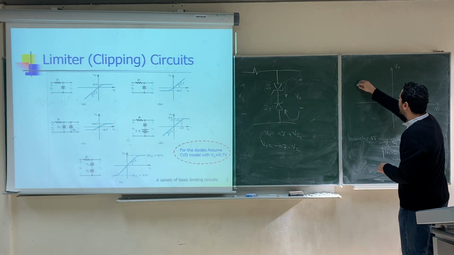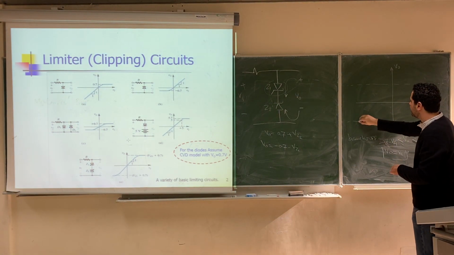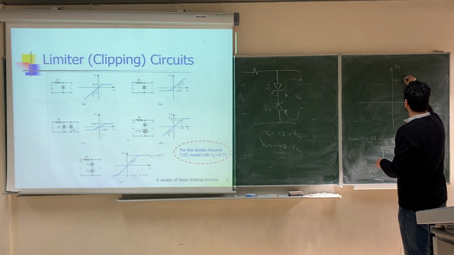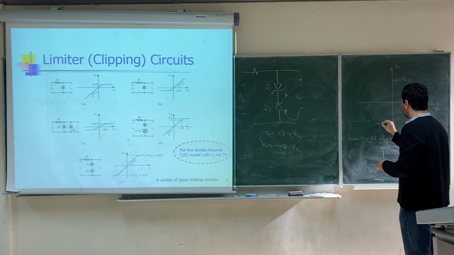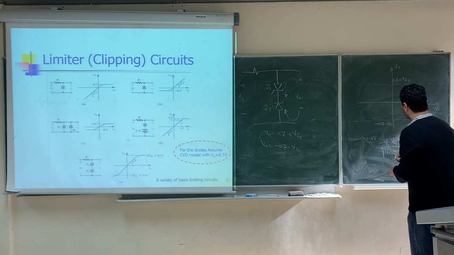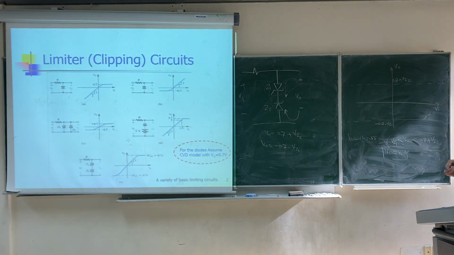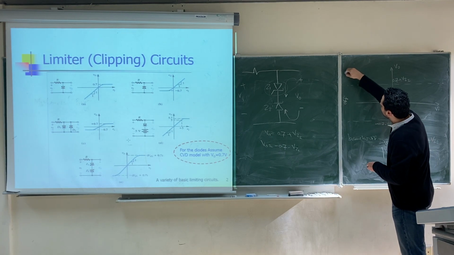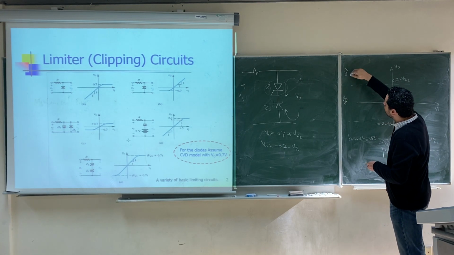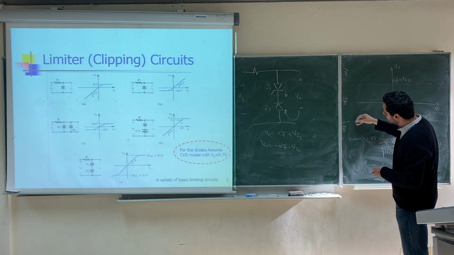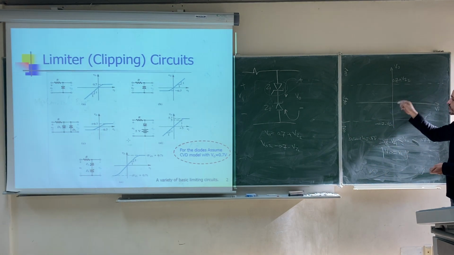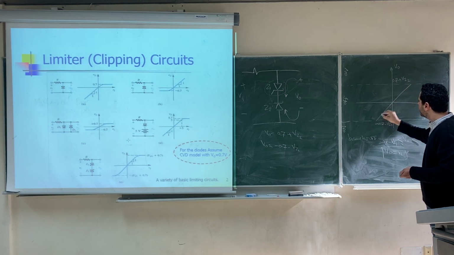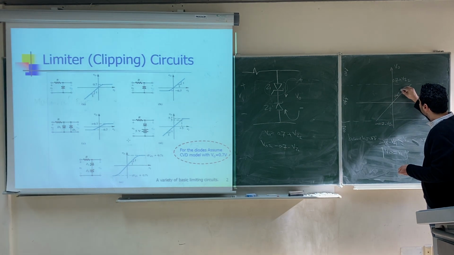So here, the two limits of this branch are 0.7 plus V Zener 2 and negative 0.7 negative V Zener 1. Between these two limits, the branch will be off. Here the branch will be on in the forward direction, and here the branch will be on in the opposite direction. If the branch is off, V out will be equal to V input. So we'll get a straight line with slope 1.